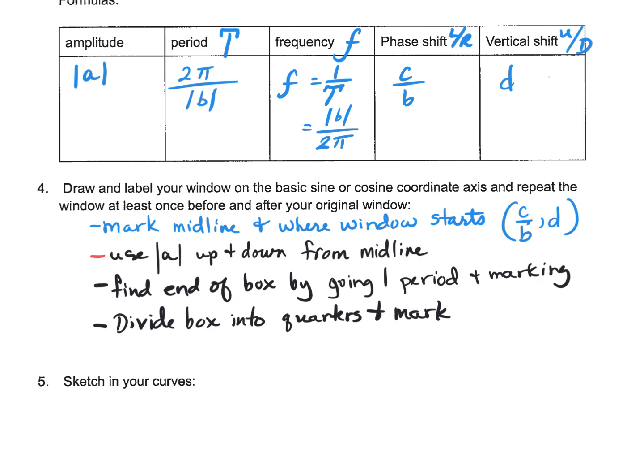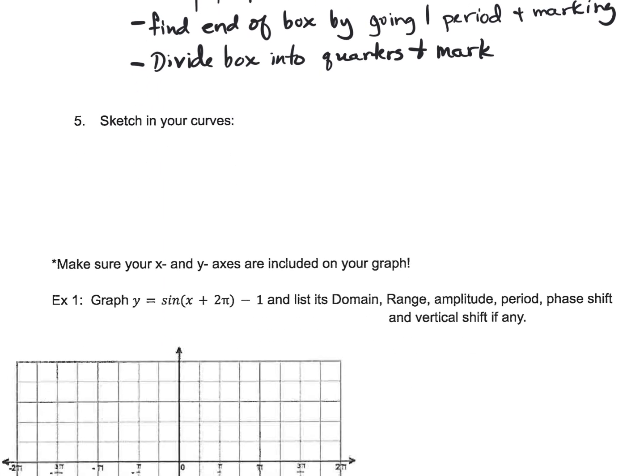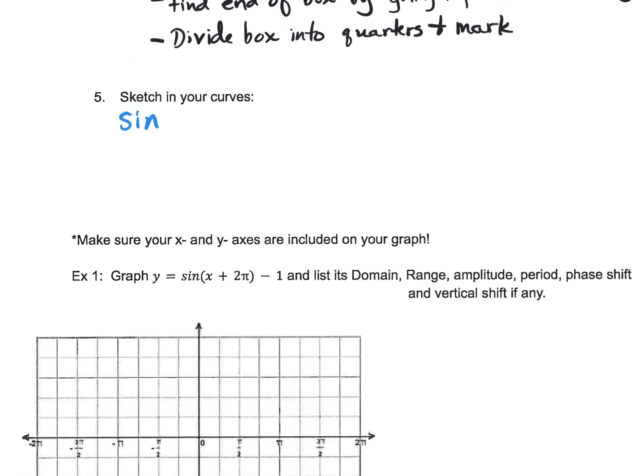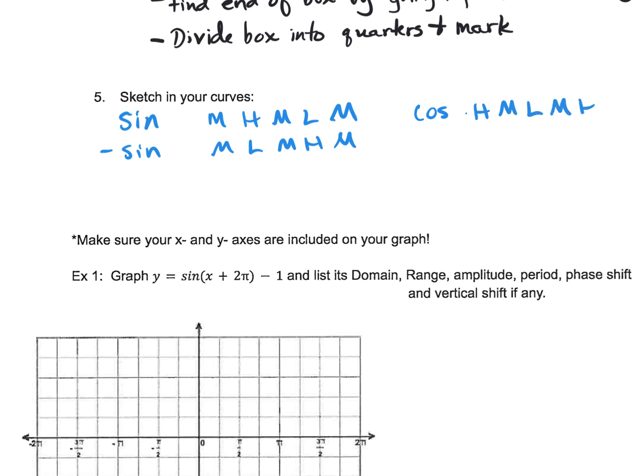Now, the big things you're talking about. All right, and then we're gonna sketch our curves, okay? So now, just remember, for a sine it's typically middle, high, middle, low, middle, right? If it's negative sine, it's what? Middle, low, middle, high, middle. If it's cosine, it's high, middle, low, middle, high. And if it's negative cosine, it's what? Okay, just a little reminder for you of how we sketch our curves.